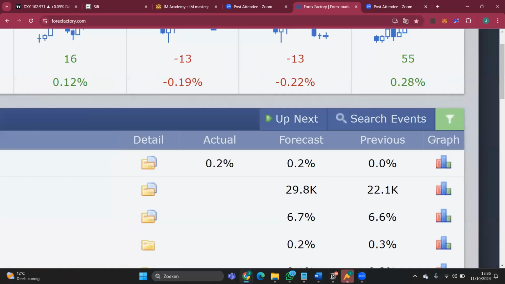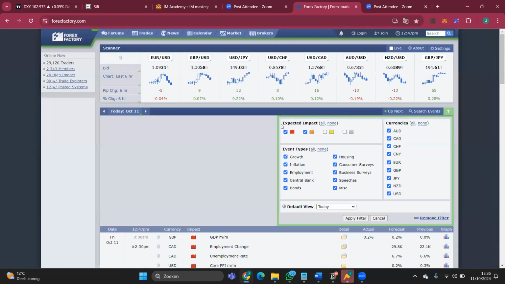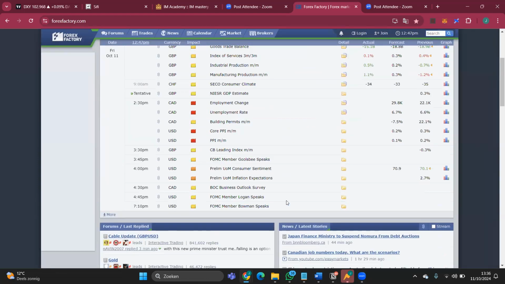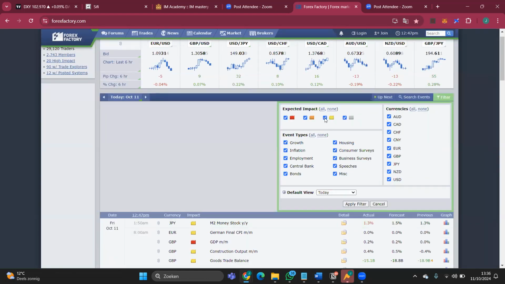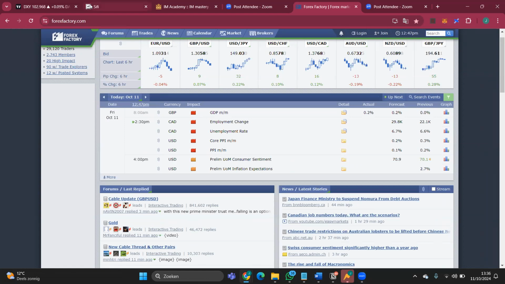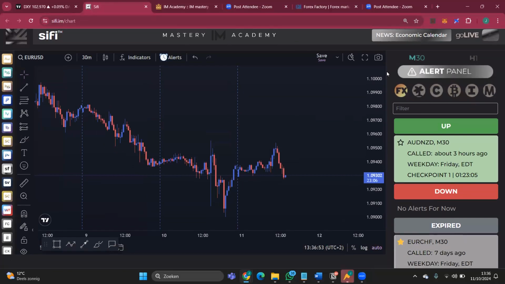And right here, you can have a filter. I don't know if you can see this. Just above the graph, you have this filter where you can filter on the red and the orange ones. I prefer that because otherwise it looks like this. I'd rather just have my orange and red folders because that's what's important to me. So that being said, we have our Forex Factory set up, and we're ready to take the news into consideration.